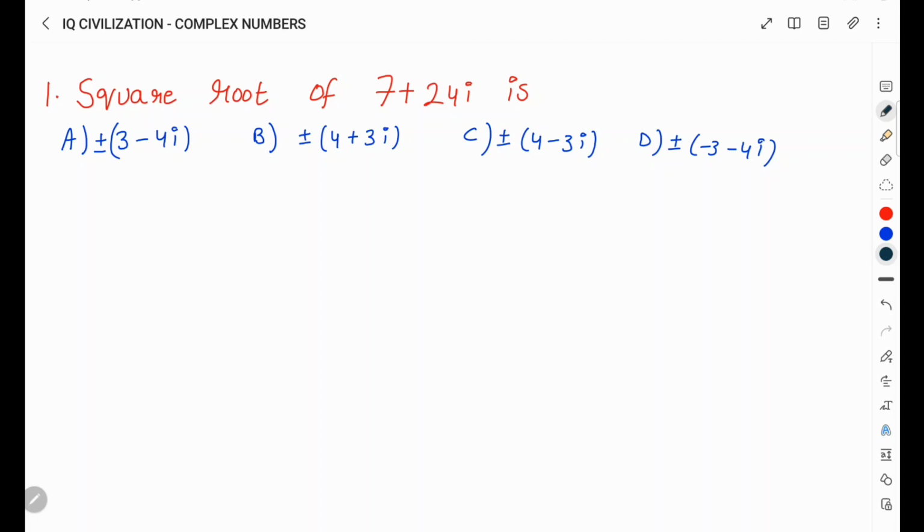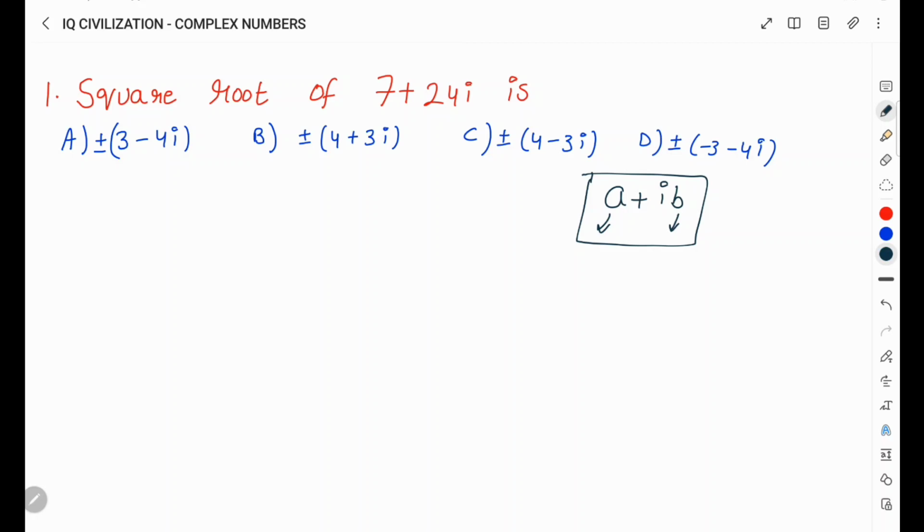So let's get started. See this complex number a plus ib. This is the real part and this is the imaginary part. Based on this, there will be many questions. Some 2-3 questions will be asked in JEE Mains. So the first question is to find the square root of 7 plus 24i.